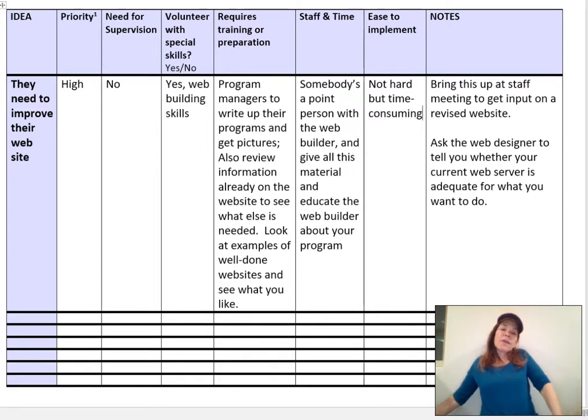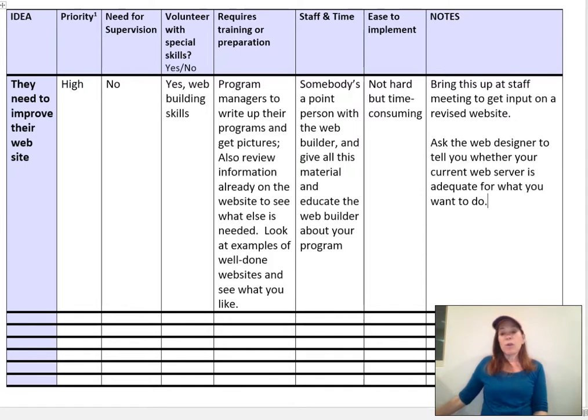And then the last category is notes. So these are just notes. What are you going to have to do to do this well? Well, maybe you're going to have to bring this whole thing up at a staff meeting and get people ready to do this as an organizational project and get their input on what they would like to see in the website and what their ideas are. And also prep them for the coming tasks: they need to look at the website and figure out what else, what new and what different they want than what is already up there about the work they're doing.